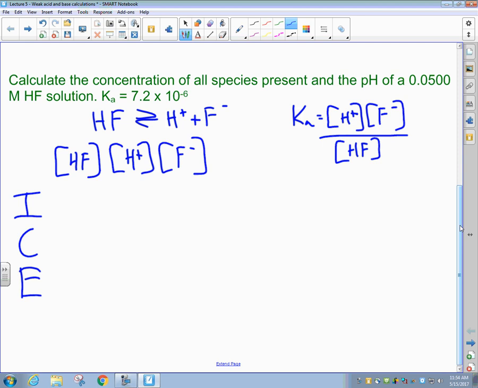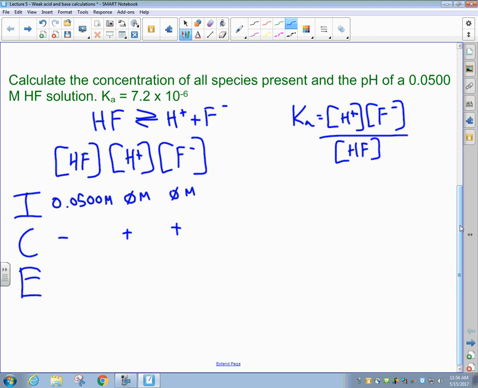We're only given one value. We know that this concentration right here initially is 0.0500 molar. We can safely assume initially, if it's not listed in the problem, that both the hydrogen ion concentration and the fluoride ion concentration start at 0. If their concentrations start at 0, their change has no choice but to be a positive change. So we know the product side of our equilibrium is going to increase in concentration, and therefore, because it's a closed container, the reactant side must decrease.